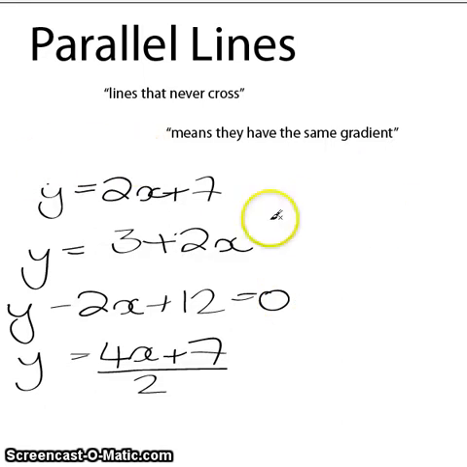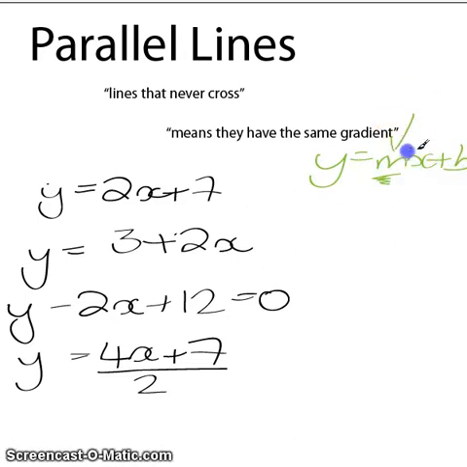In fact, all of these four lines have exactly the same gradient, even though on the outset and when you look at them they may not appear to. So here's the first one. Remembering we've got the equation y equals mx plus b, m is our gradient, so we're looking for equations that have this value the same.